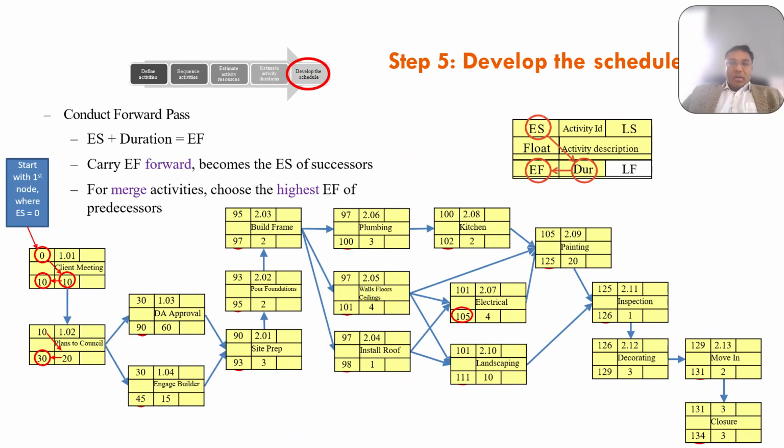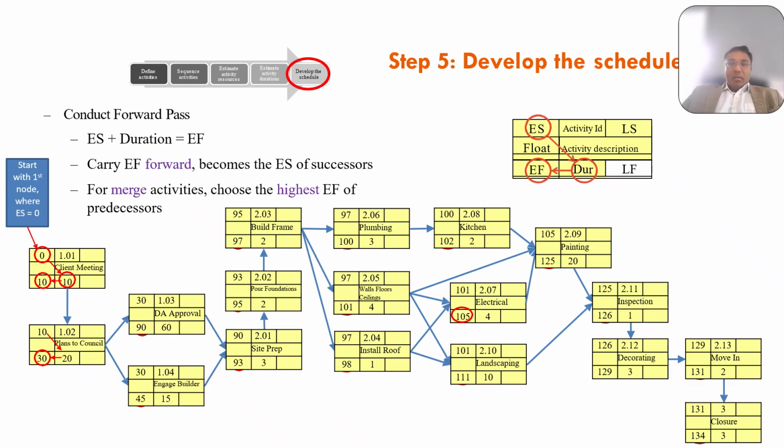Once the duration has been transferred, now the focus is on conducting the forward pass in the critical path method. It's to calculate the early start and early finish for each activity. In the project scheduling process, the forward pass calculates the earliest possible start and finish times for project activities, while the backward pass determines the latest allowable start and finish times.